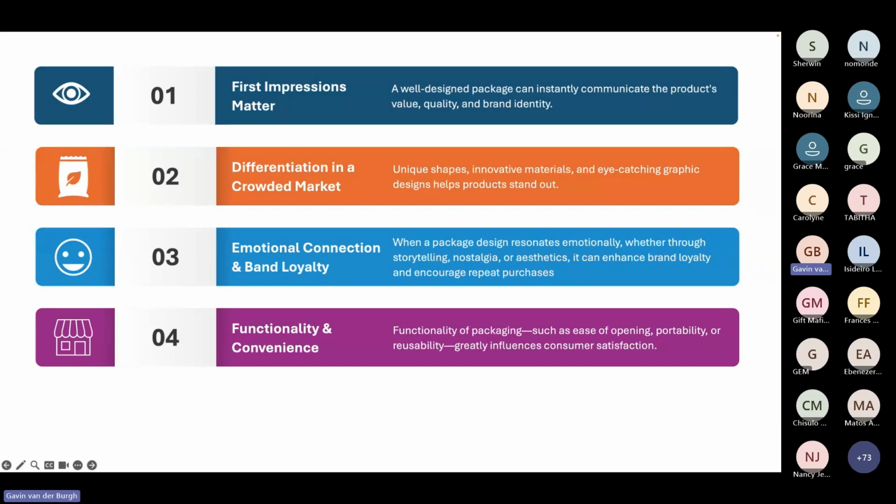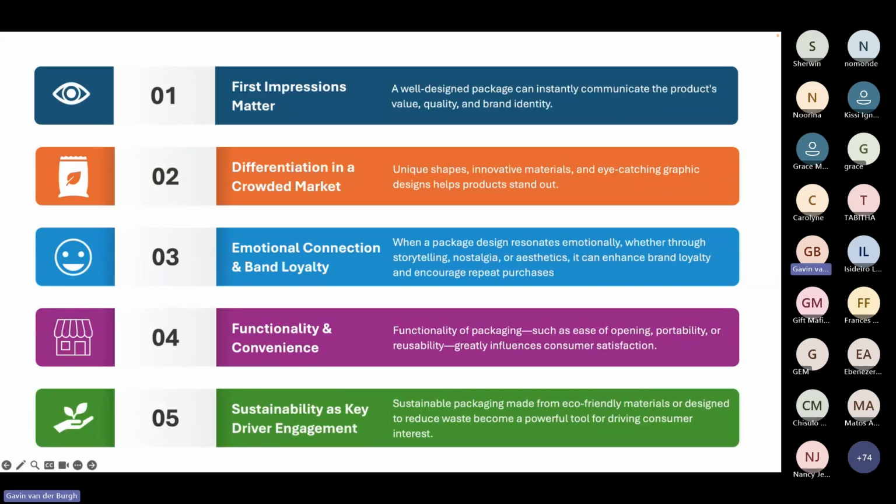Is the packaging actually functional? Is it easy to store? Is it easy to merchandise? How convenient is it for the retailer to stock that product on shelf, but also for the consumer to store that product when they get it home? And then obviously, one of the very big driving factors here in the US at the moment is the switch to sustainable packaging.